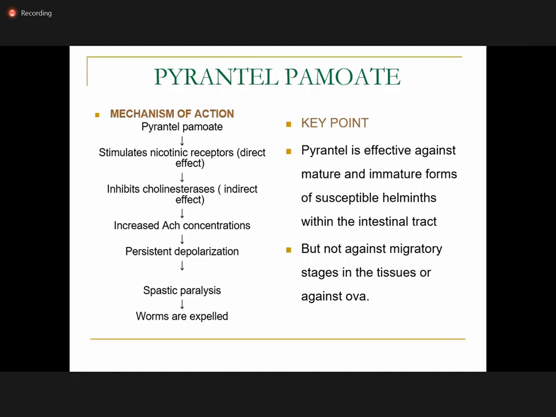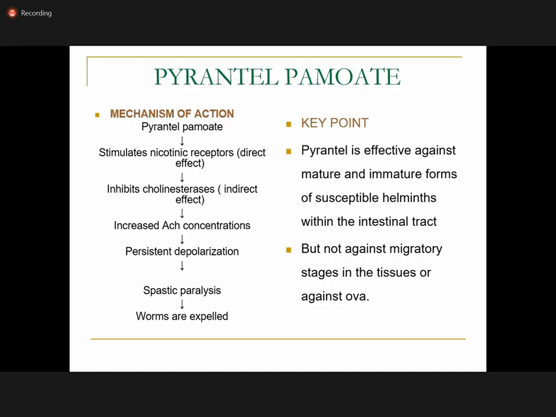So pyrantel pamoate is effective against mature and immature forms of susceptible helminths within the intestinal tract, but not against migratory stages in the tissues or against ova, right? So just like mebendazole, that cannot be used against the tissue level, or pyrantel pamoate. So it will produce its activity within the lumen.